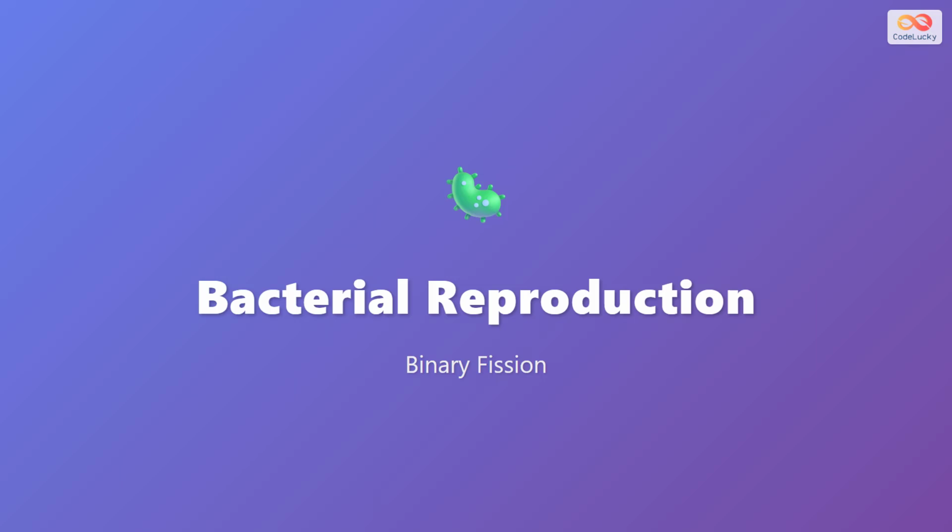Welcome to this lesson on bacterial reproduction. Today, we'll explore binary fission, which is the primary way bacteria reproduce. Binary fission is a fascinating process that allows single-celled organisms to multiply rapidly and efficiently.